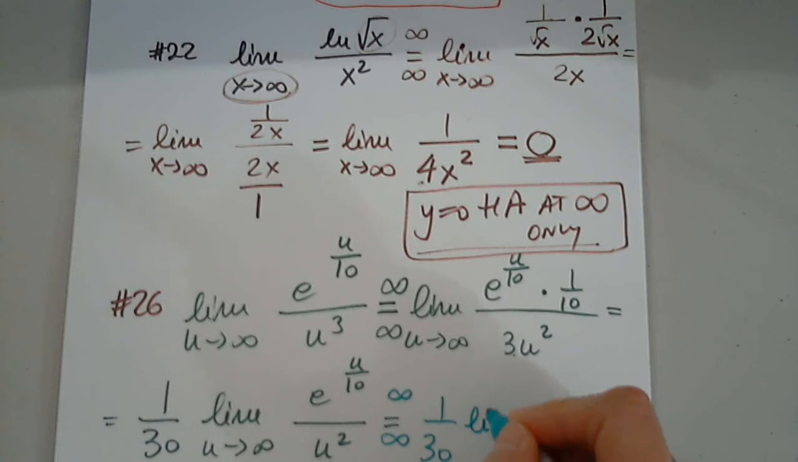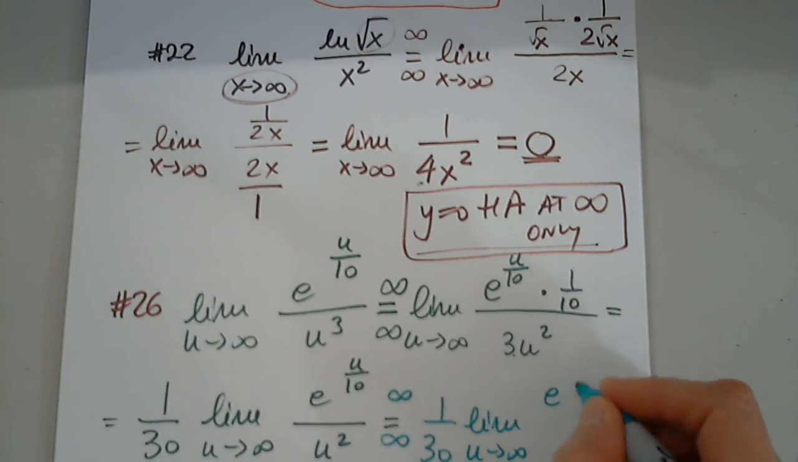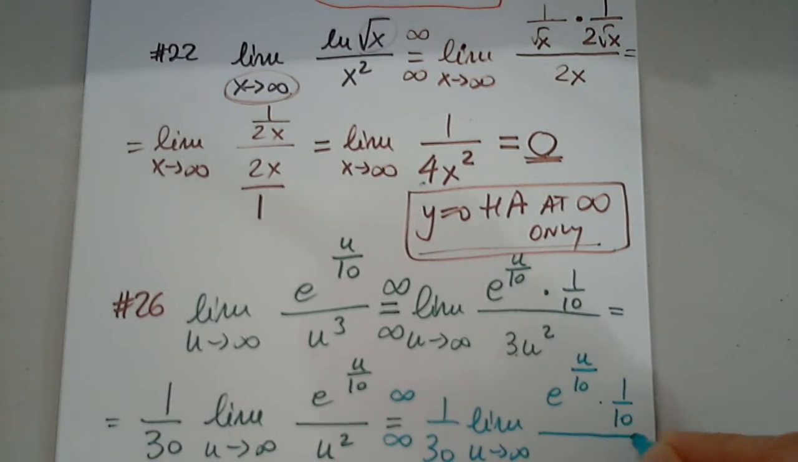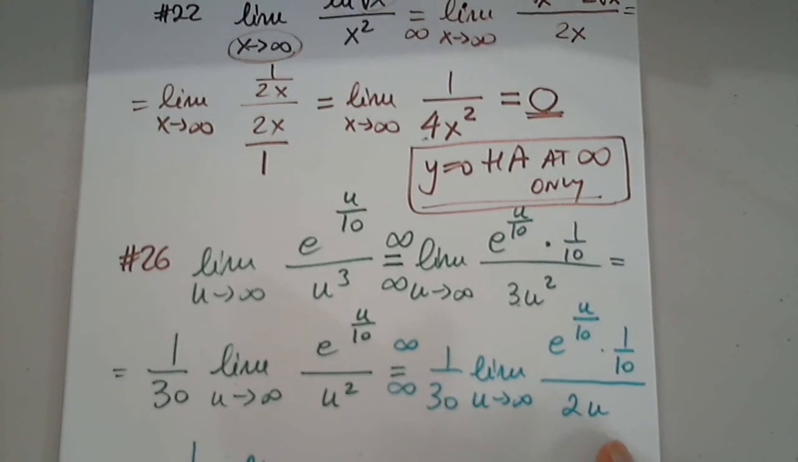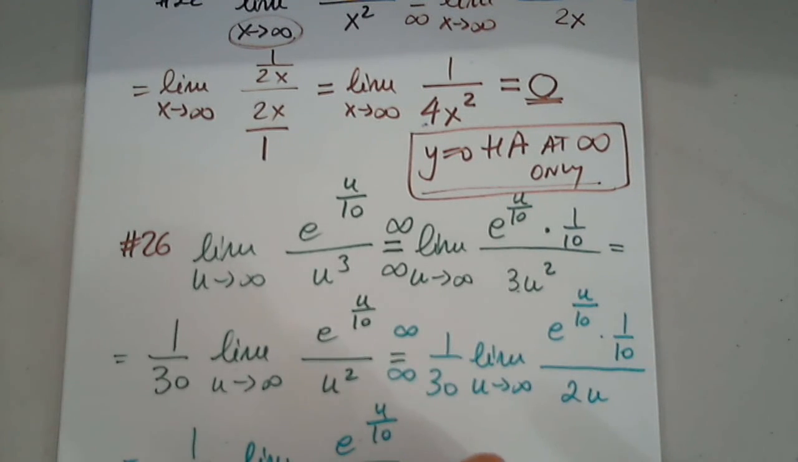So it's 1 over 30, and limit u approaches infinity. I differentiate that again, which is e to u over 10 again times 1 over 10 over 2u. I have now a 1 over 20 multiplied by 1 over 30, which is 1 over 600. Limit u approaches infinity from e to u over 10 over u.